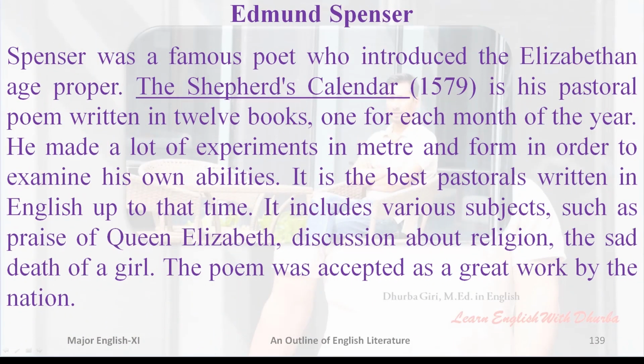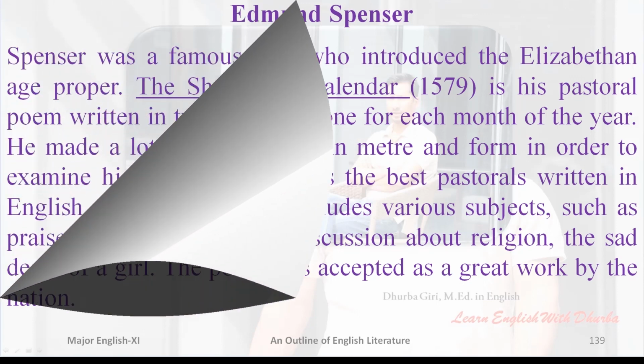Edmund Spenser was a famous poet who introduced the Elizabethan age proper. The Shepherd's Calendar, 1579, is his pastoral poem written in 12 books, one for each month of the year. He made a lot of experiments in meter and form in order to examine his own abilities. It is the best pastoral written in English up to that time. It includes various subjects, such as praise of Queen Elizabeth, discussion about religion, and the sad death of a girl. The poem was accepted as a great work by the nation.